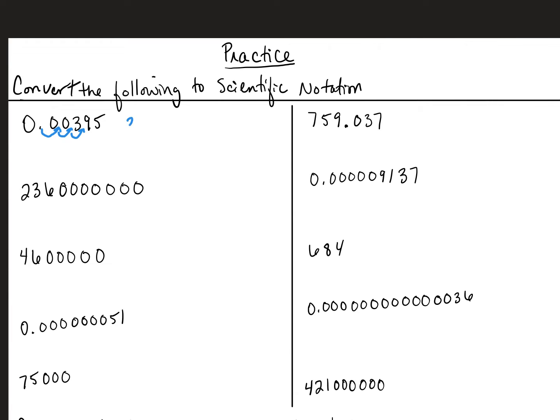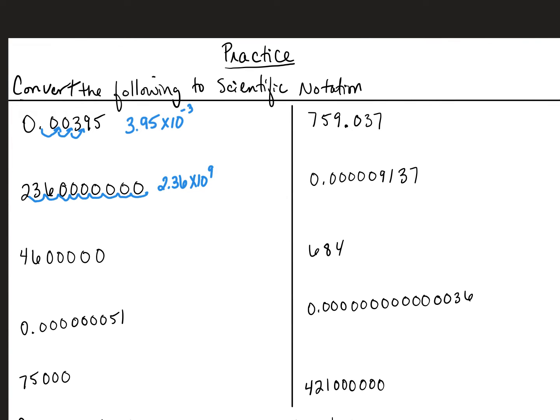So I would write this as 3.95 times 10. Since we went to the right, it's the negative third because we moved it over 3 times. The next number is quite large. So remember, our decimal point is right here. We're going to move that over 1, 2, 3, 4, 5, 6, 7, 8, 9 times. So this becomes 2.36 times 10 to the 9th.